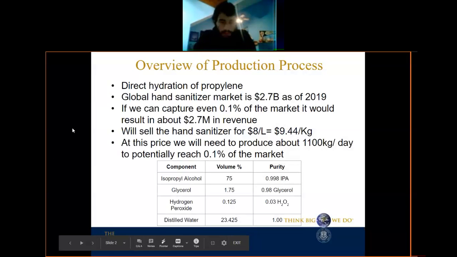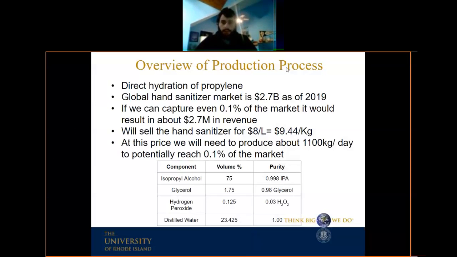All right, so this is an overview of our production process and how we plan on making this hand sanitizer. The reaction that we're going to be using is a direct hydration of propylene. Essentially, you're having water react with propylene in a reactor in a reversible reaction, so you're not going to get 100% product of IPA. So you're going to have three products coming out: isopropyl alcohol, propylene, and water, because it's not all going to react.